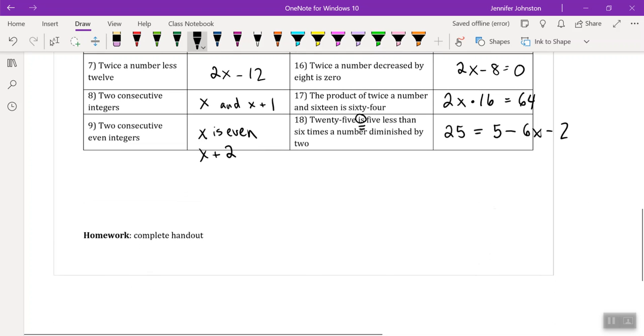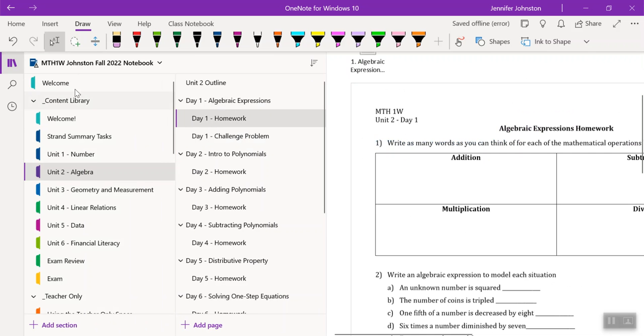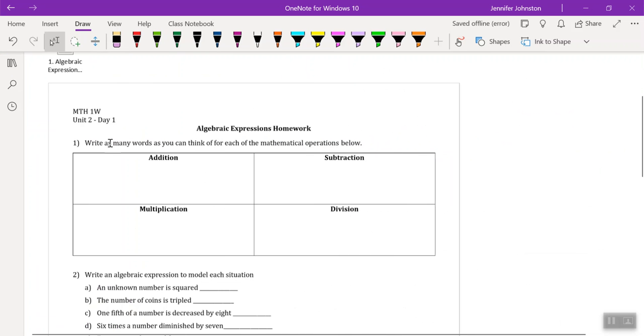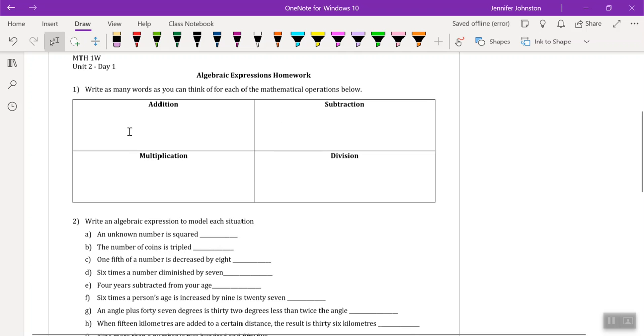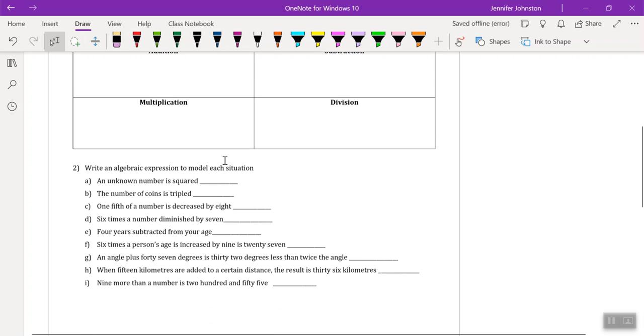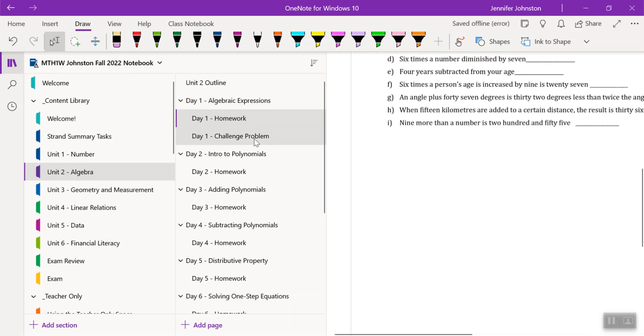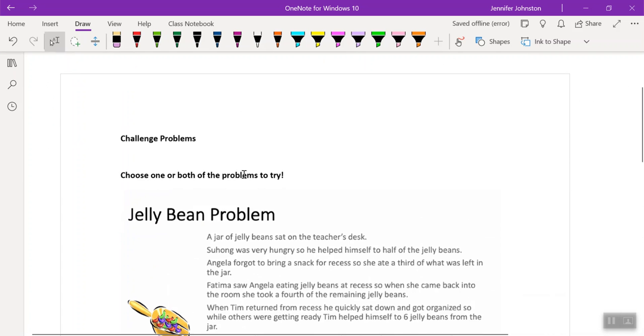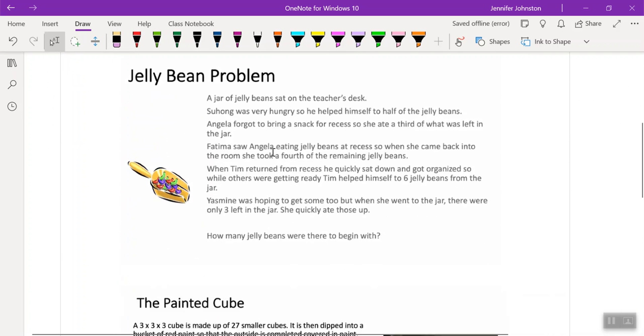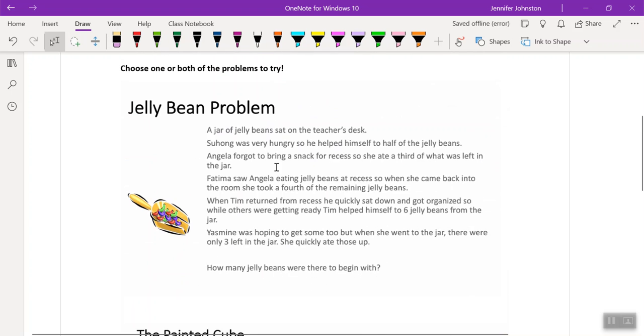Okay, on the back you have a homework right here. So write as many words as you can think for each mathematical operation. So addition, you're writing as many words as you can think of, even symbols. And then here you're going to write down the algebraic situation that's occurring here. And then you will be working on your challenge problem. So there's 2 challenge problems. The first one's the jelly bean problem, and the next one is the painted cube.